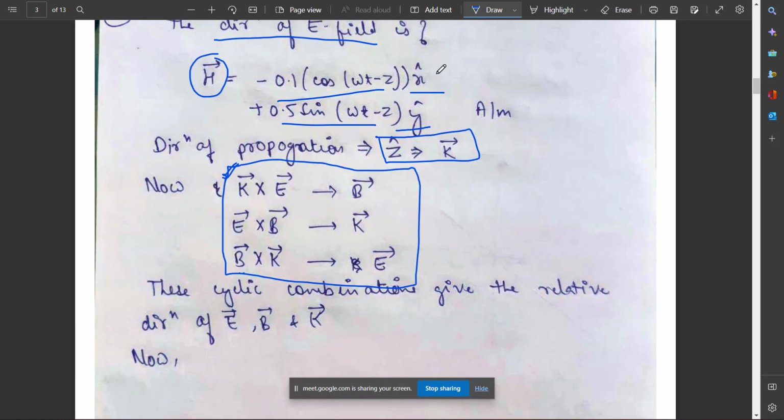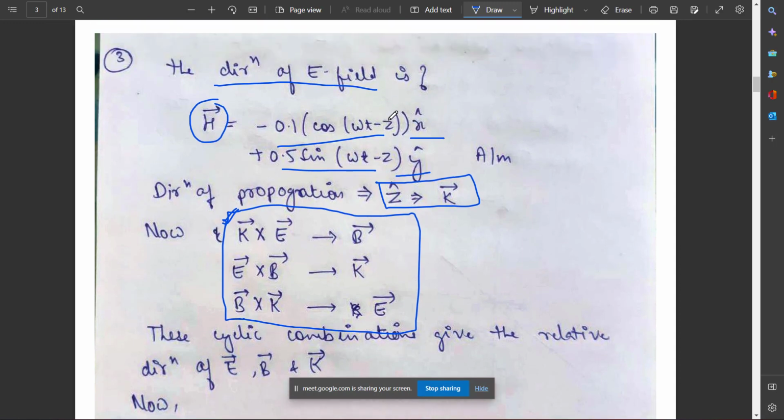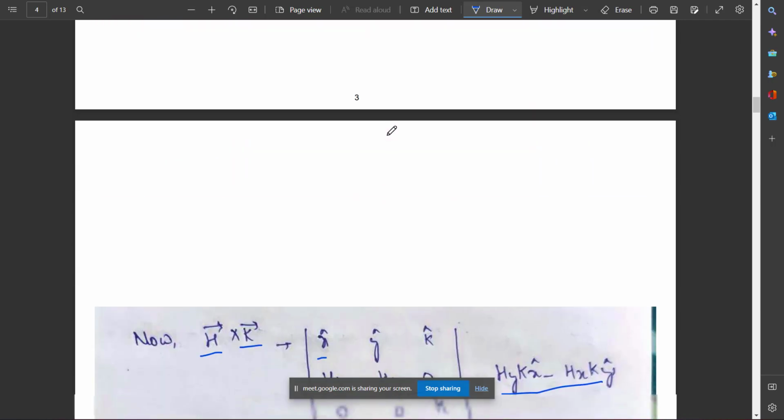Okay, and also a trick, and the trick is that the direction of propagation will be whatever is there besides the omega t minus that term. So the direction of that term will be the direction of propagation. Okay, is there any issue?